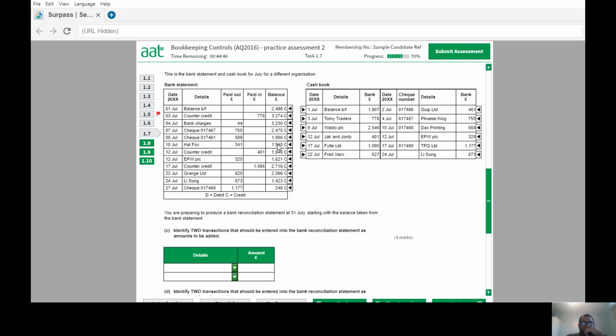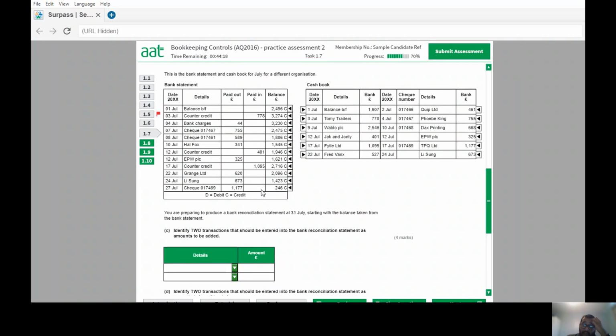Next one. This is the bank statement and the cash book for July for a different organization. So they ask you to do a quick reconciliation there. They ask you to produce a bank reconciliation statement on 31st July. Start with the balance taken from the bank statement. Identify the transactions. We enter in the bank reconciliation statement the amounts to be added.